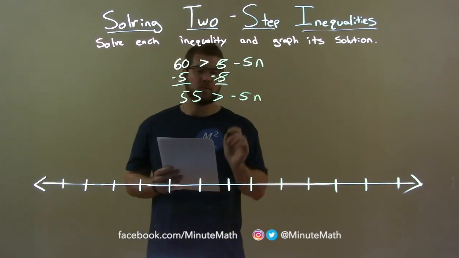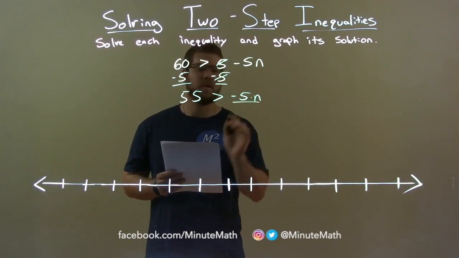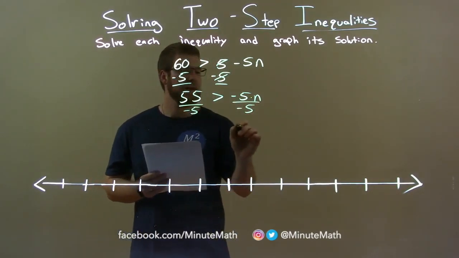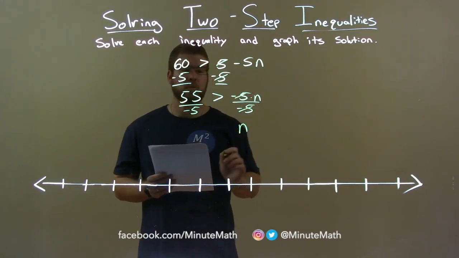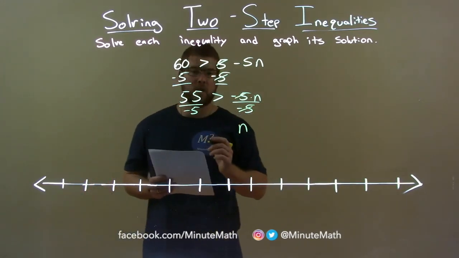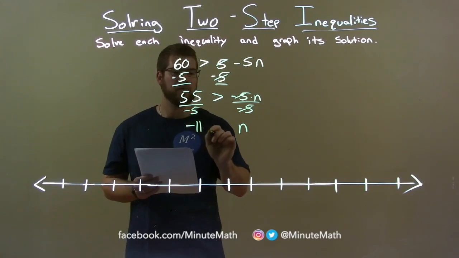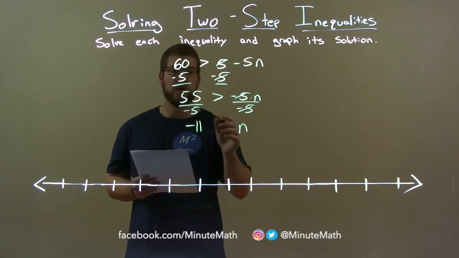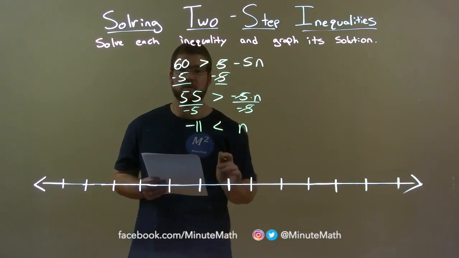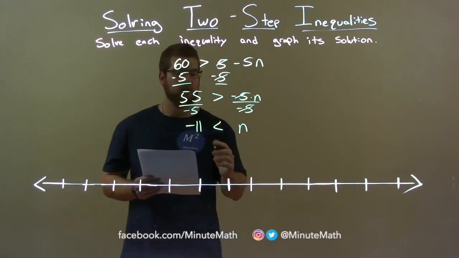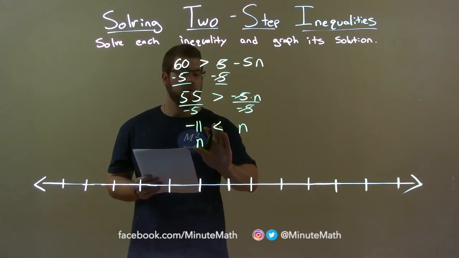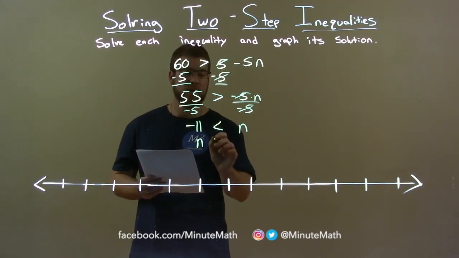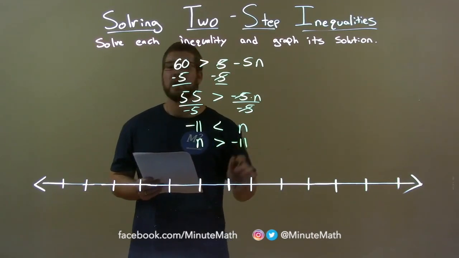Well, now n is being multiplied by negative 5, so the opposite of that is division. Divide by negative 5 on both sides, and n is completely by itself on the right. 55 divided by negative 5 is negative 11. Remember though, when we divide by a negative, the inequality sign flips. Greater than now becomes less than. I like to write n coming first, so negative 11 less than n is the same thing as n is greater than negative 11.